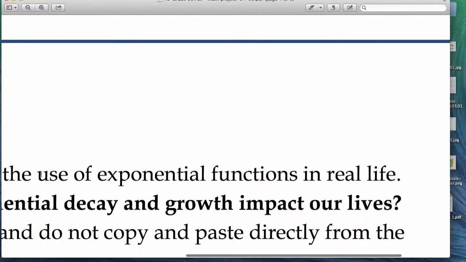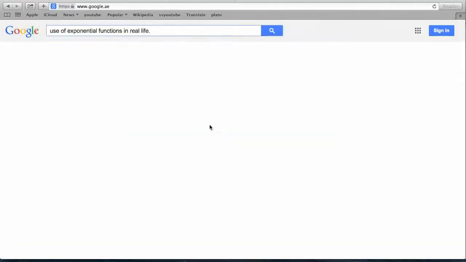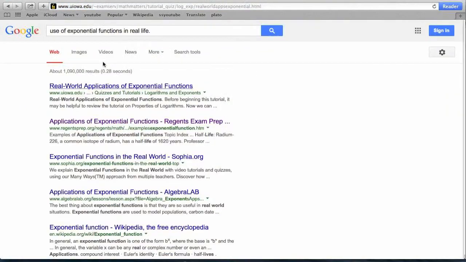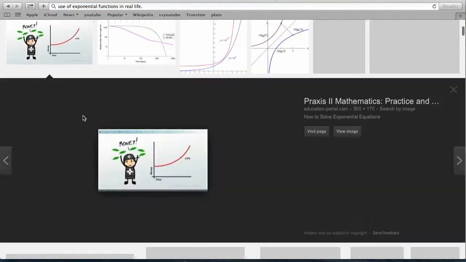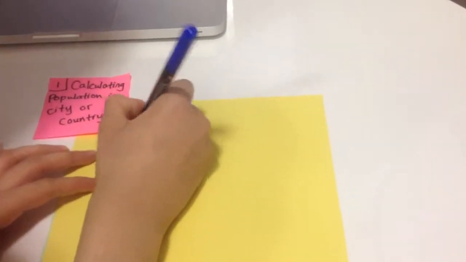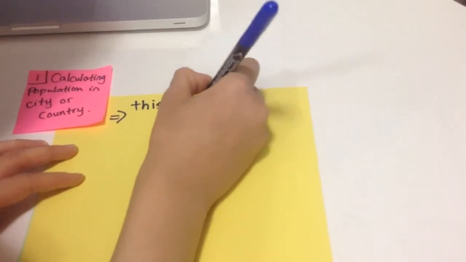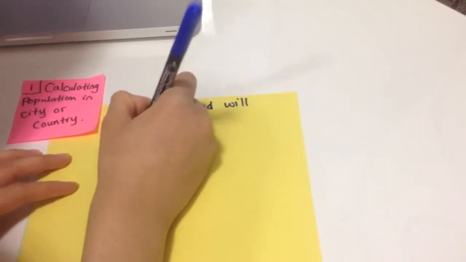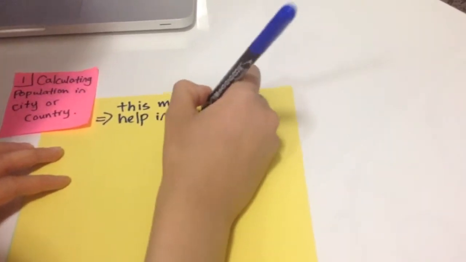My task is about how to use the exponential function in real life, so I made my search, then I begin. We use exponential functions in many things, like calculating population in a city or town. This method will help in saving time and effort.